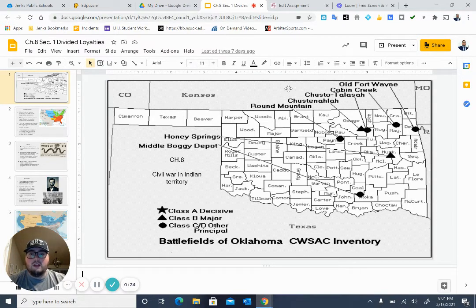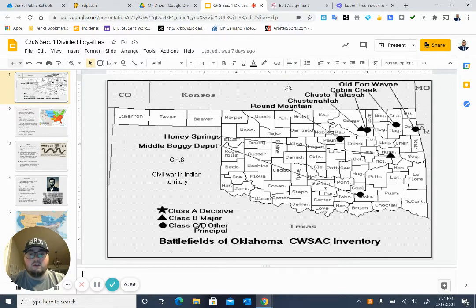But we're just going to go ahead today and talk about our first section in Chapter 8, which is kind of the beginnings of the Civil War time in the Indian Territory. Like we mentioned in class before, maybe a lot of people don't really think that the Civil War actually played a key part in Oklahoma history, but it actually did.